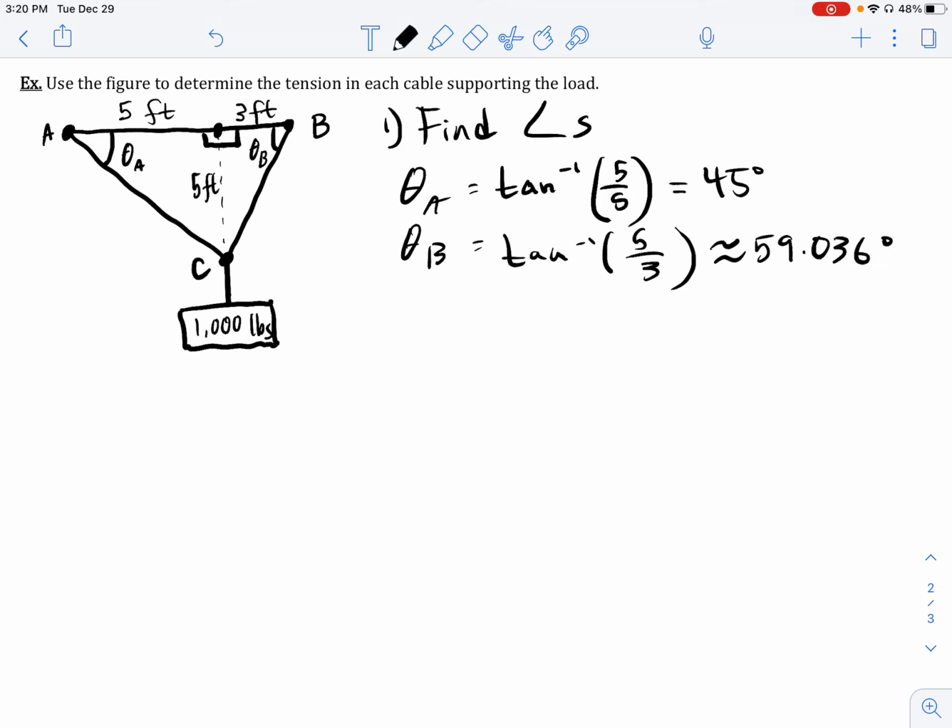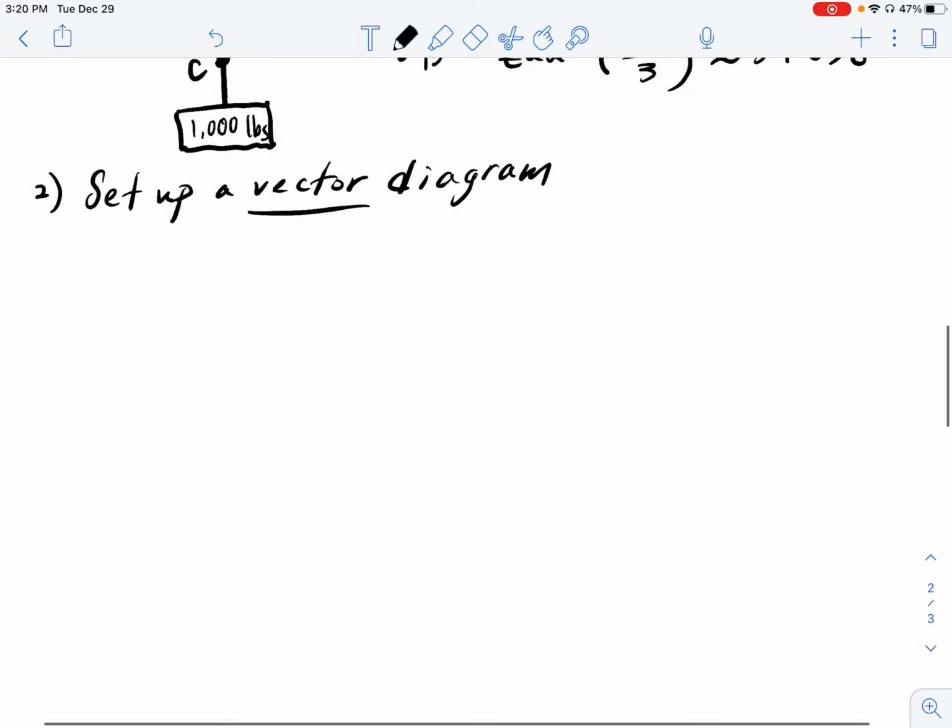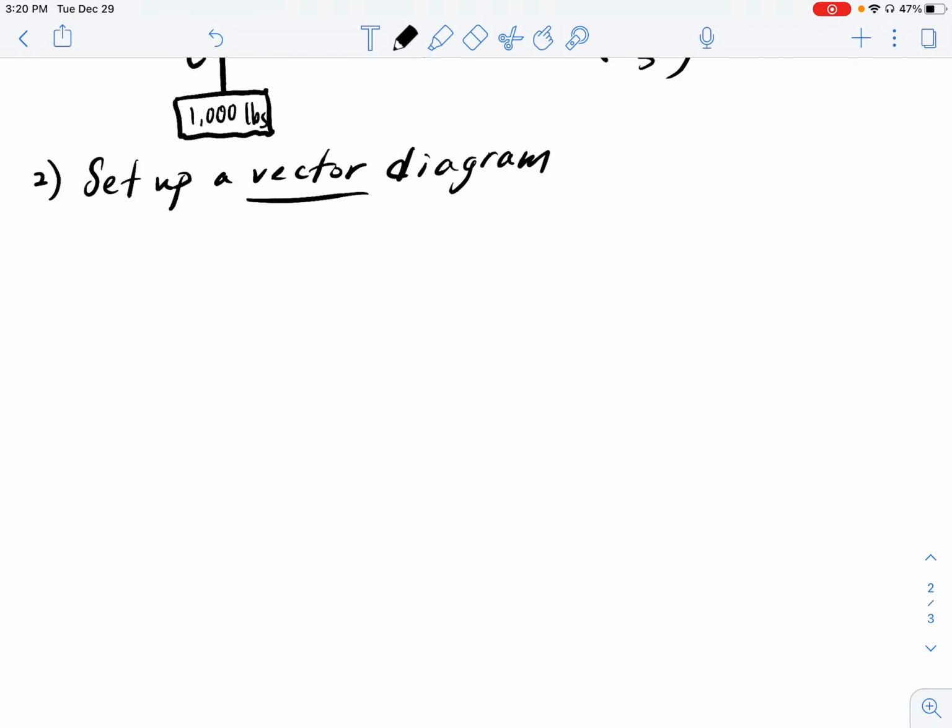The next thing I want to now do is set up a vector diagram. And again, to be clear, I have not drawn a vector diagram just yet. All I've done is a diagram to describe the system with the actual cables and the weights. But now I want to draw a diagram that shows the vectors. So it's going to look pretty similar initially.